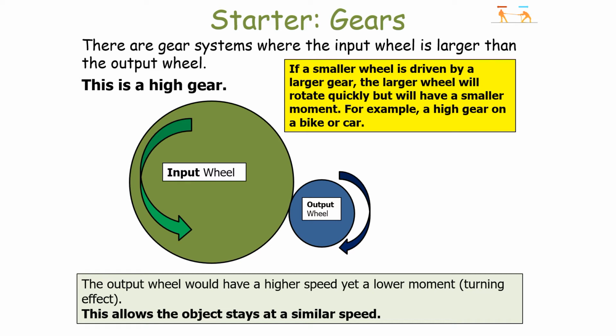So this is important. It has a lower moment or turning effect as the distance between its pivot and where the two wheels interlock is smaller than for the input wheel, so therefore it will produce a lower moment because the force is the same but the distance is smaller. But because the wheel is smaller, it will rotate faster, so it allows an object to stay at a similar or faster speed. So this is where we would use a higher gear on a bike or a car.